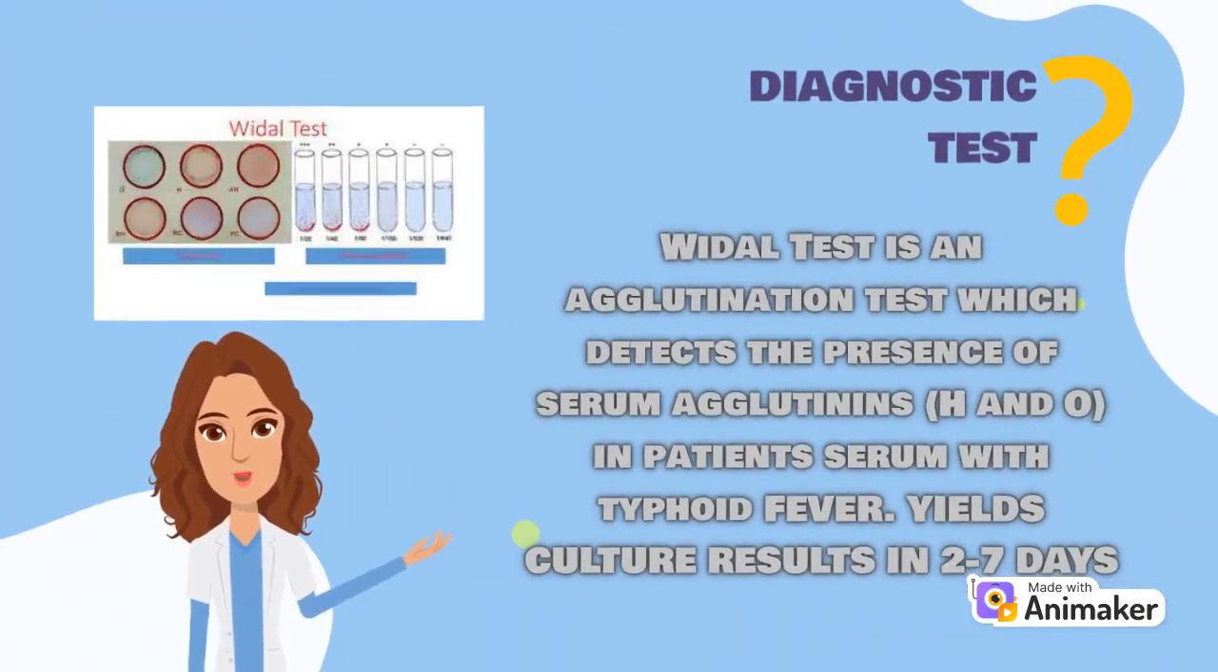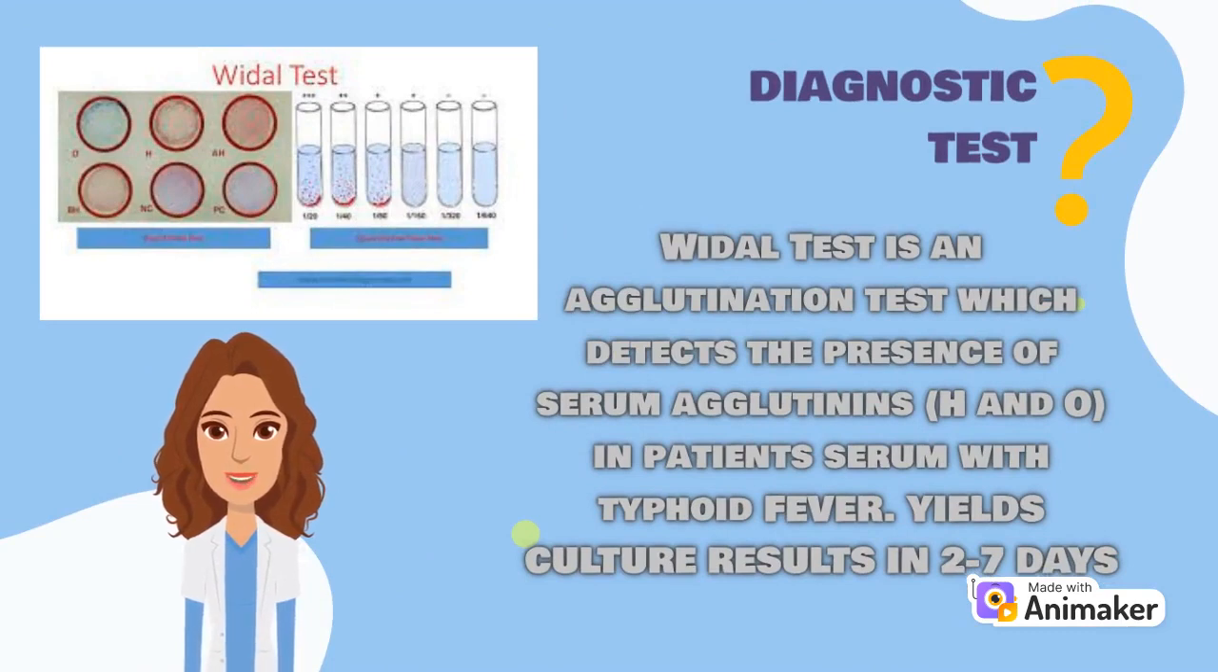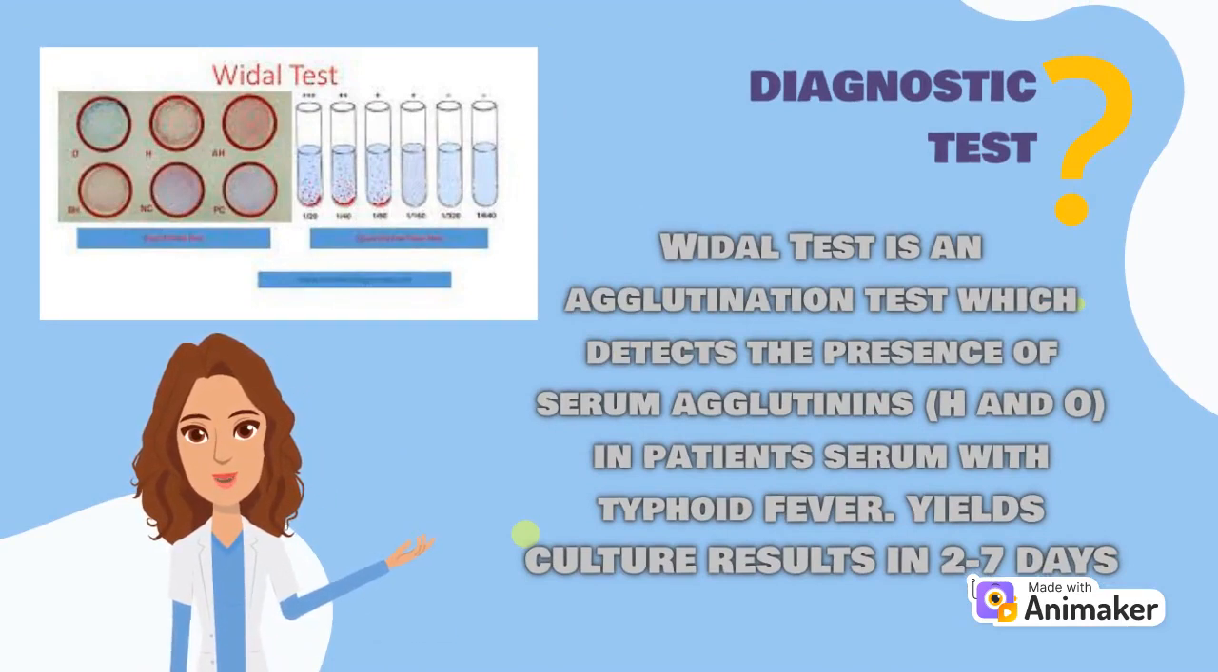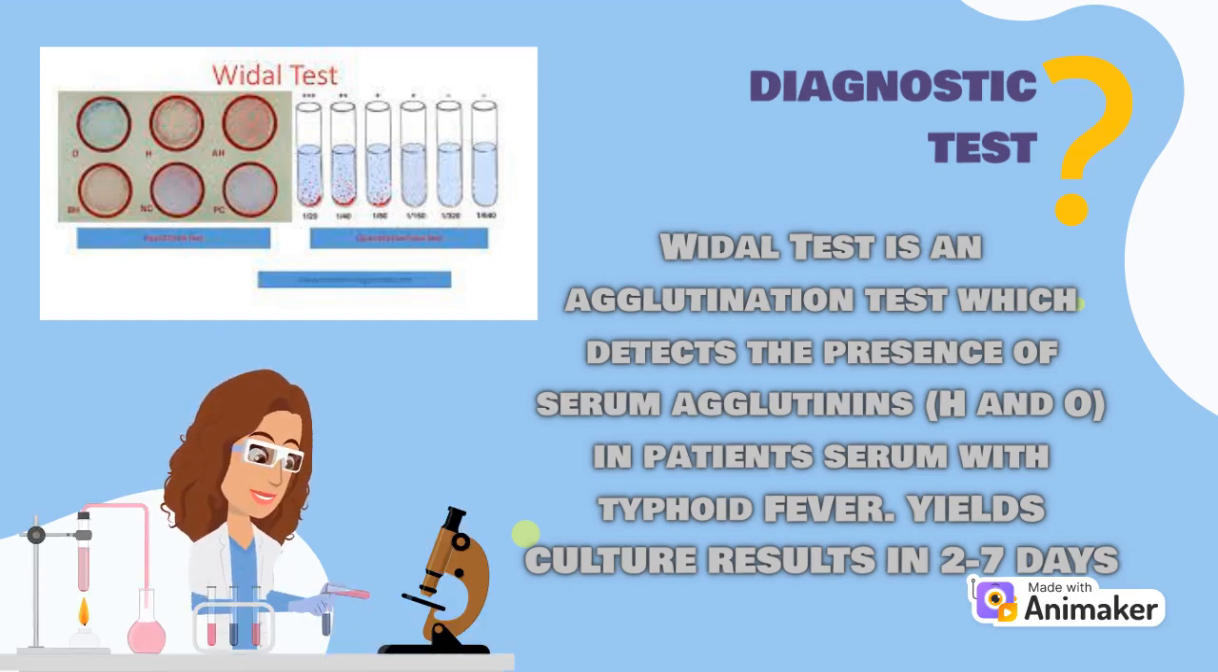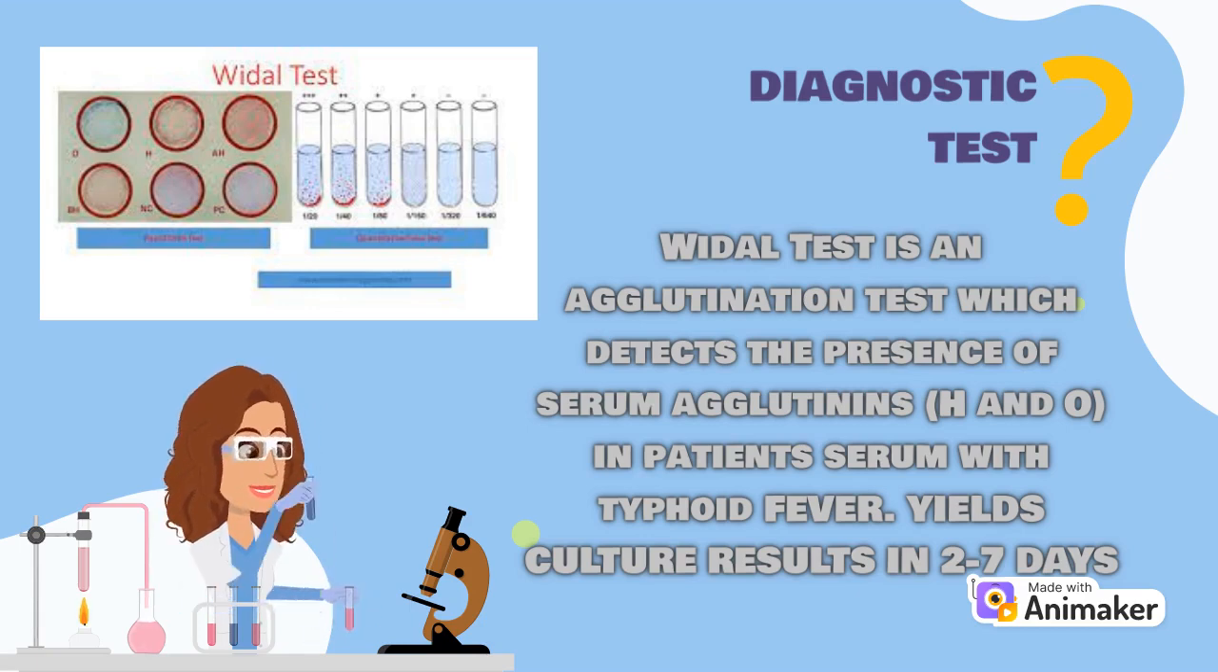Our first diagnostic test is the Widal test, which is an agglutination test, which detects the presence of serum agglutinins H and O in the serum of patients with typhoid fever. It yields culture results in 2 to 7 days.